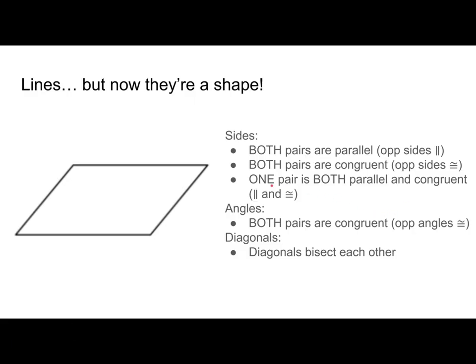One pair is both parallel and congruent. This one is a little difficult to think about, and I think a lot of the questions will mostly be on this one. This is like if you have this side and this side, you got to know that they're both parallel to each other. Or sorry, this is congruent and then parallel.